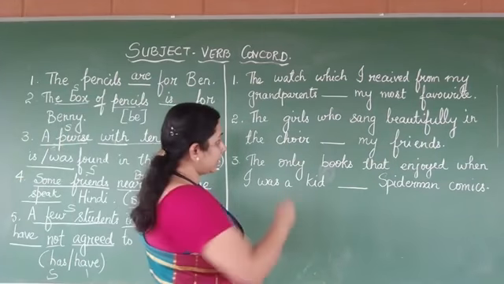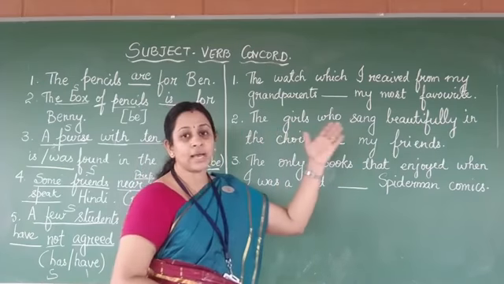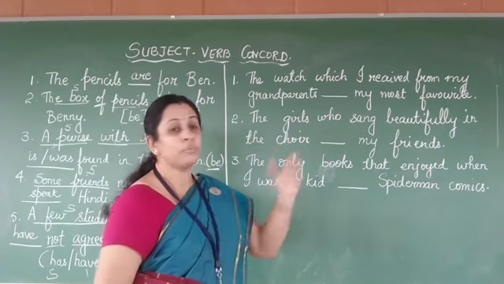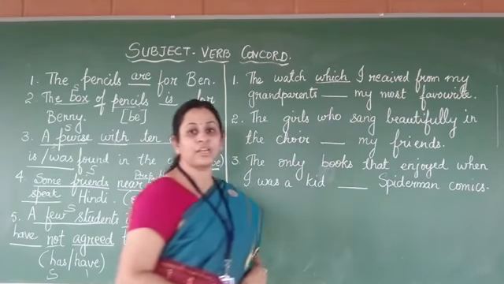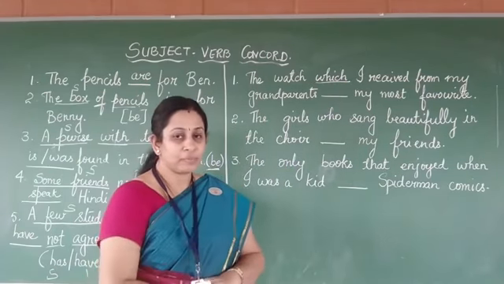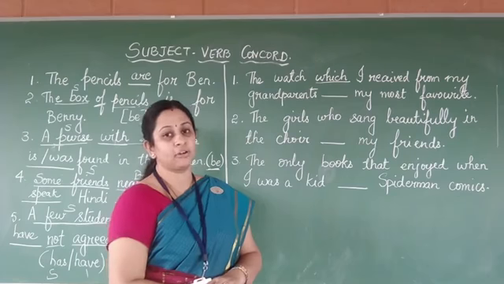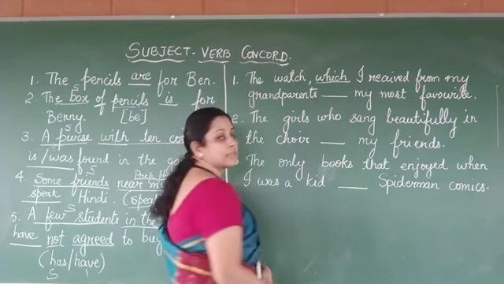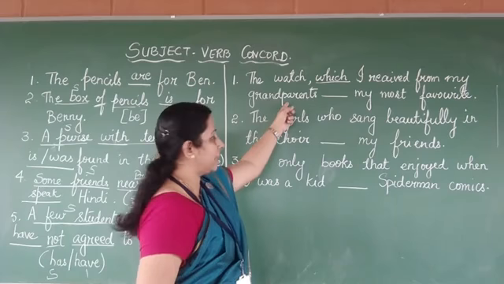Okay? Let's look at the remaining sentences. The watch which I received from my grandparents dash my most favorite. The word which tells us that we are talking about a pronoun. What type of pronoun? A relative pronoun. That means we are talking about relative clauses in a sentence. The watch, which I received from my grandparents.